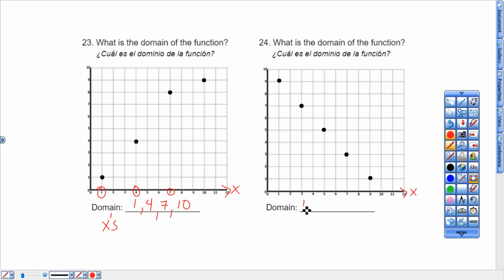For this guy, list the coordinates. I got 1 for this coordinate. This is 1. This one is 3. Next one is 5. Then I have 7, and then another one, 9. My x numbers. Range are my y numbers. That's range, but I'm not asking for range. I'm asking for domain.